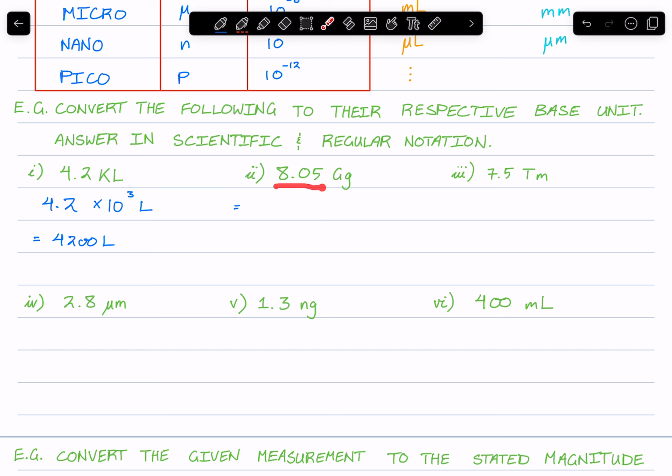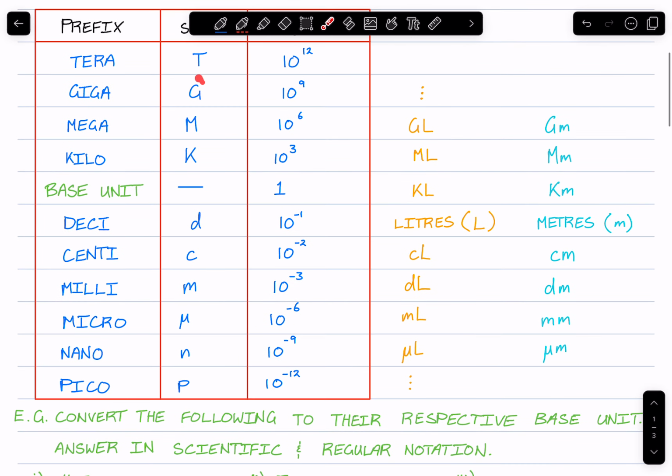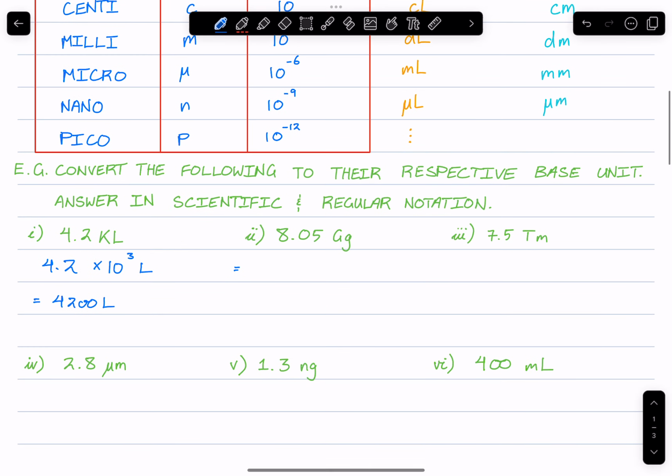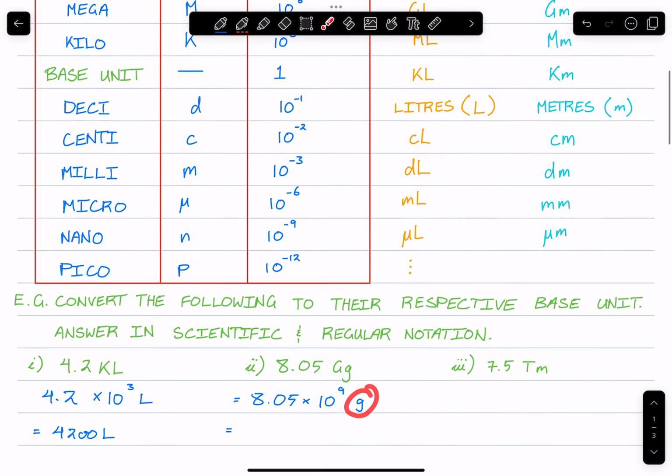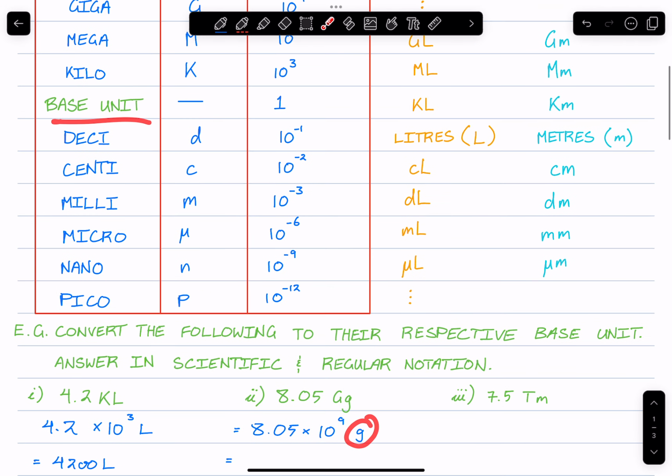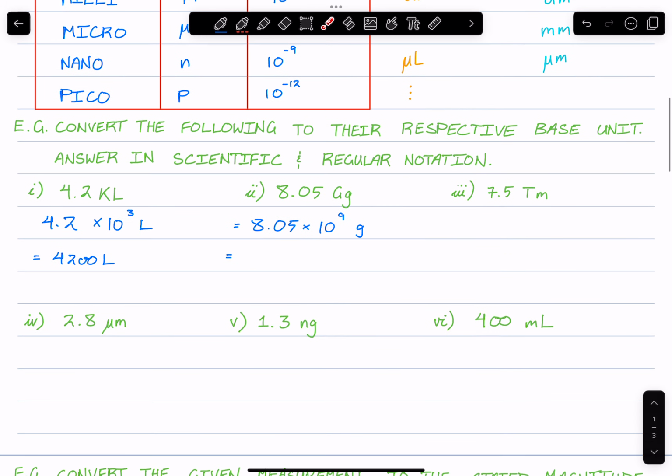So this one is 8.05 gigagrams. A gigagram here is 10 to the power of 9. So this will be 8.05 times 10 to the power of 9 grams. Now this is the answer in scientific notation. Notice how we're going back to the base unit that doesn't have a prefix. So from here, we just move this 9 spaces.